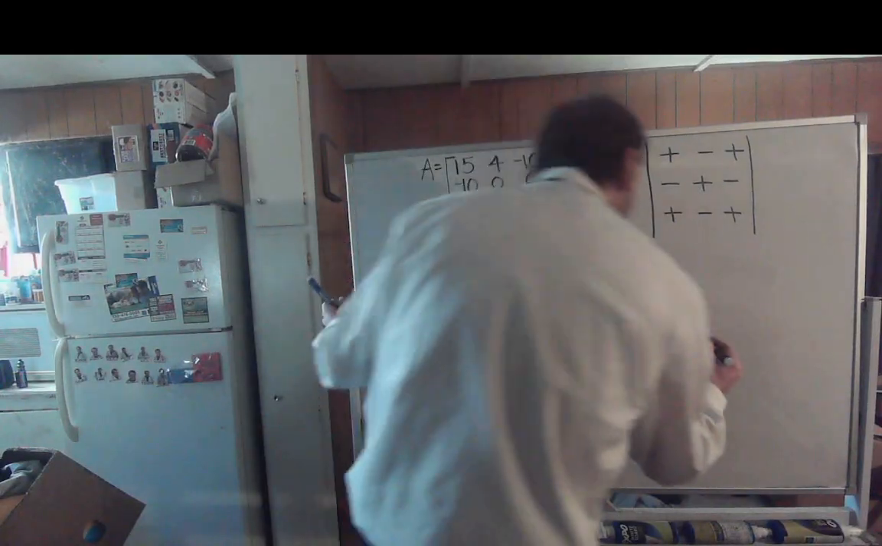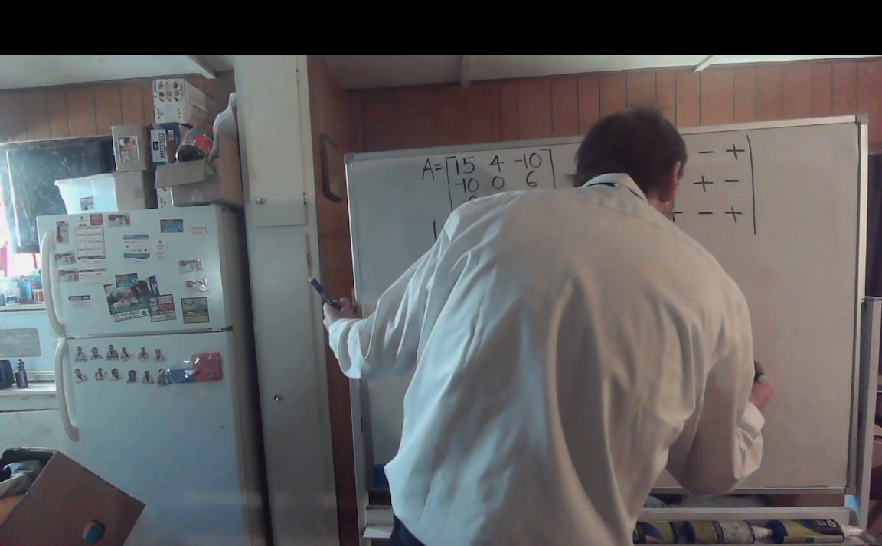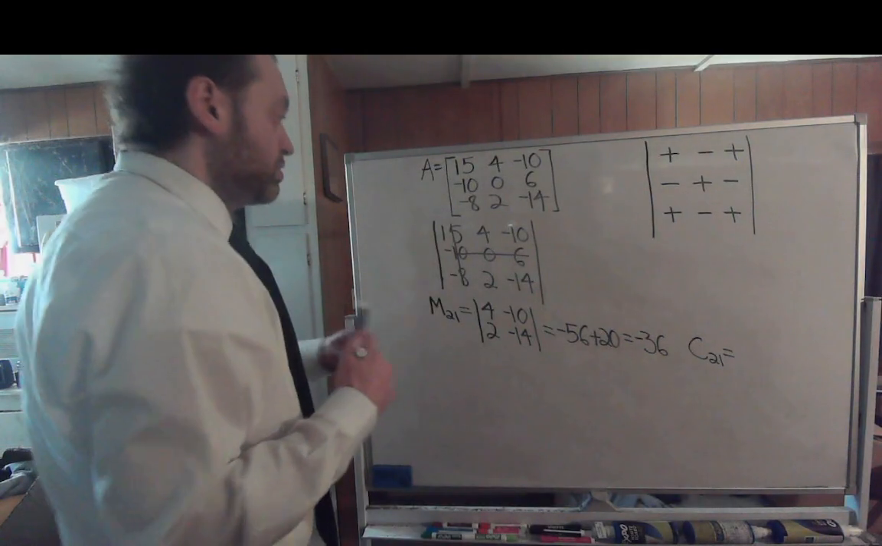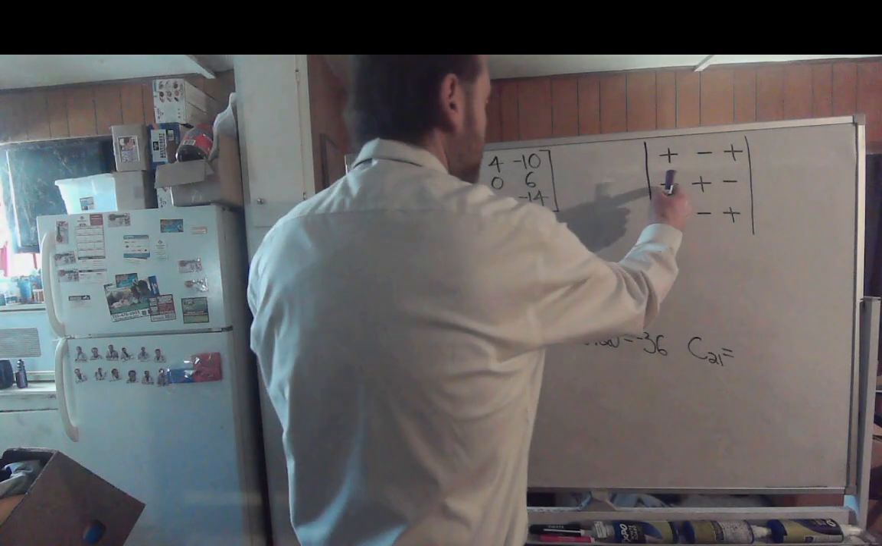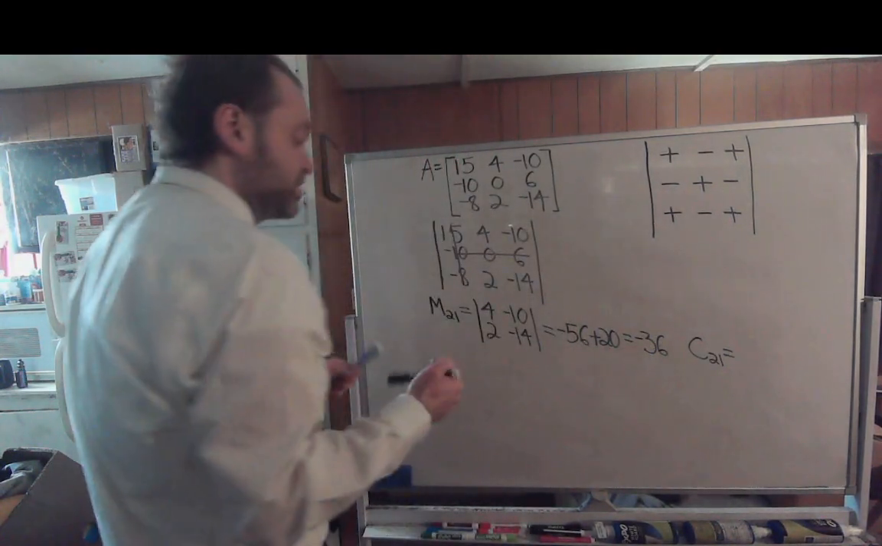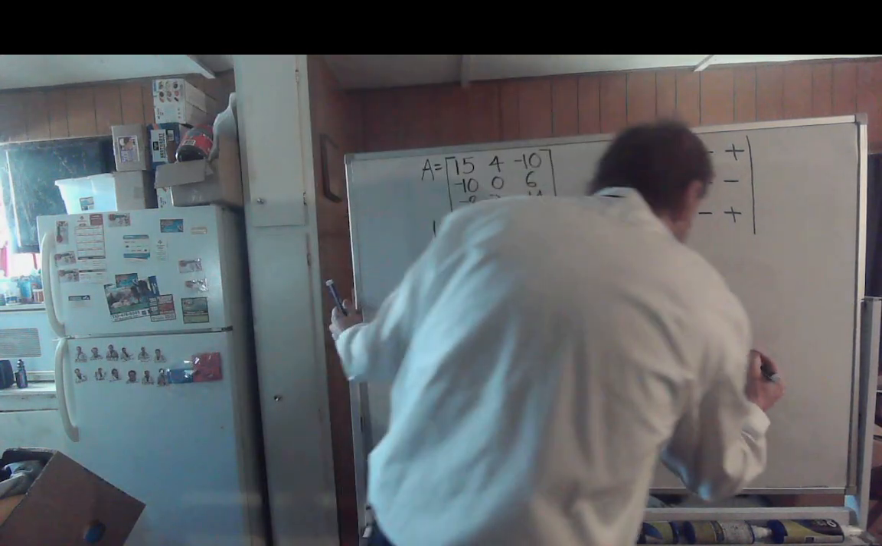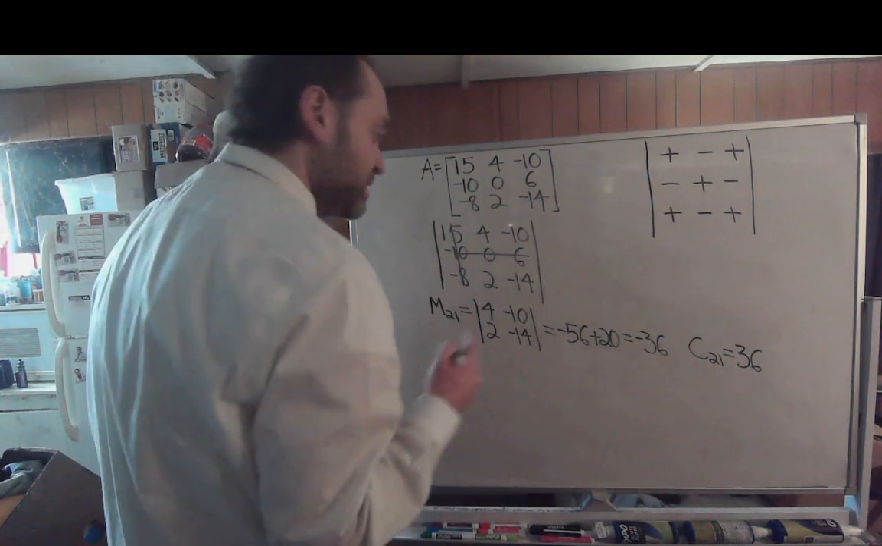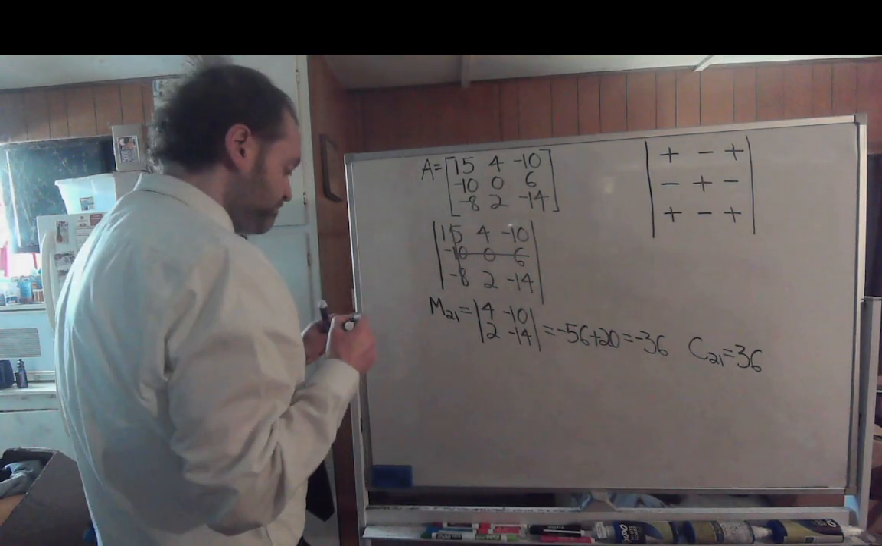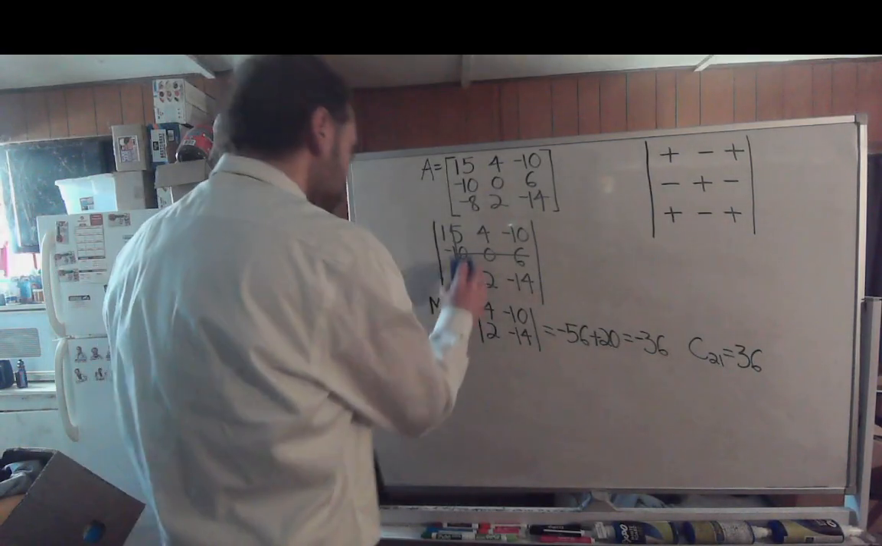Now let's find cofactor 2, 1. So according to where that negative 10 is, according to my coefficient matrix, I should negate the result of my minor. So negative 36 would be positive 36. So cofactor 2, 1 is positive 36. All right, let's rebuild this a little bit here.